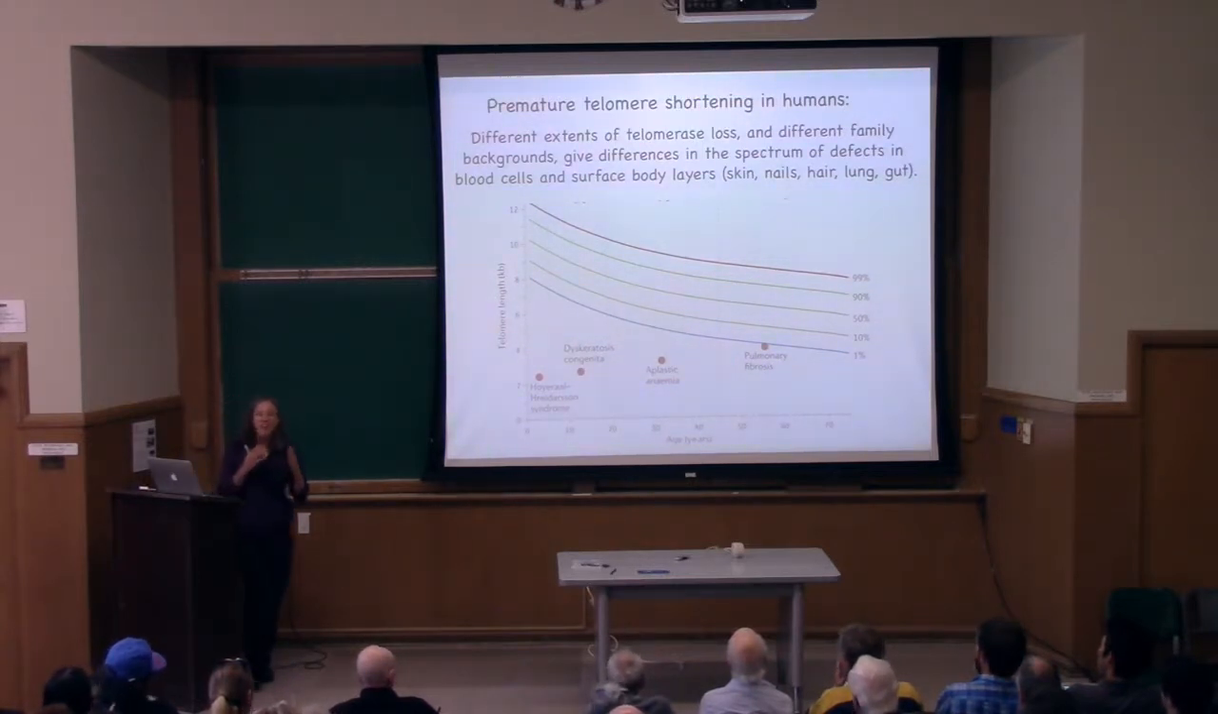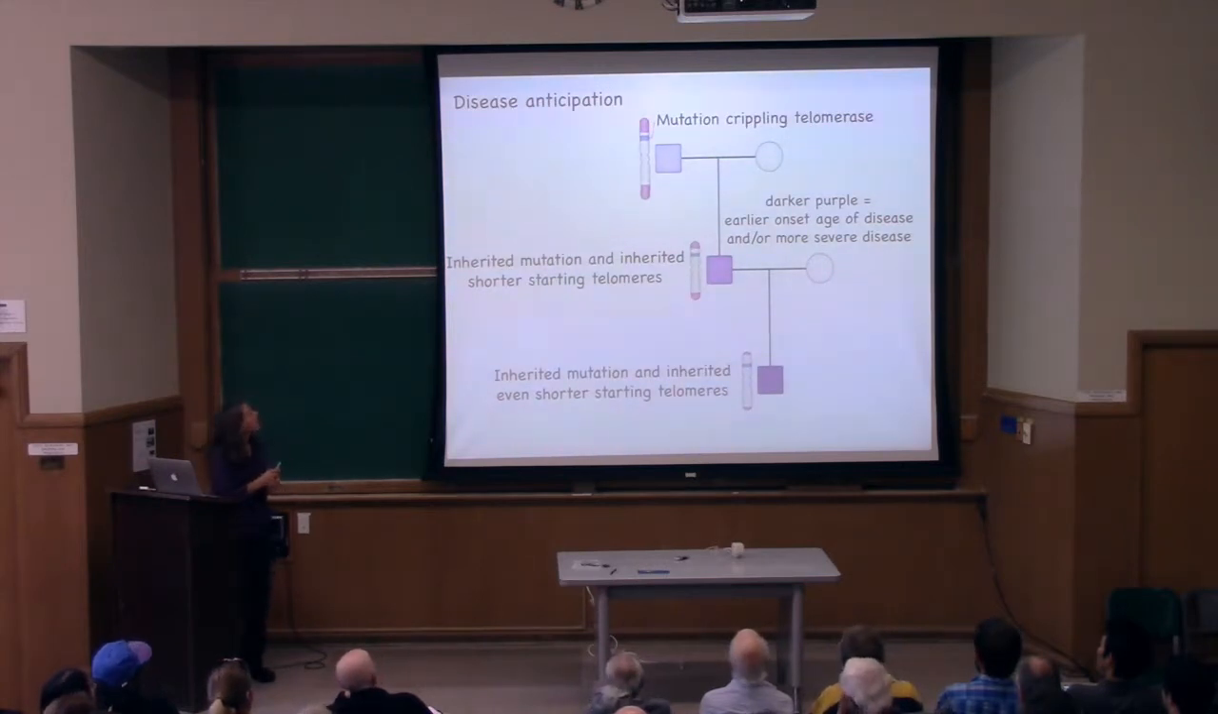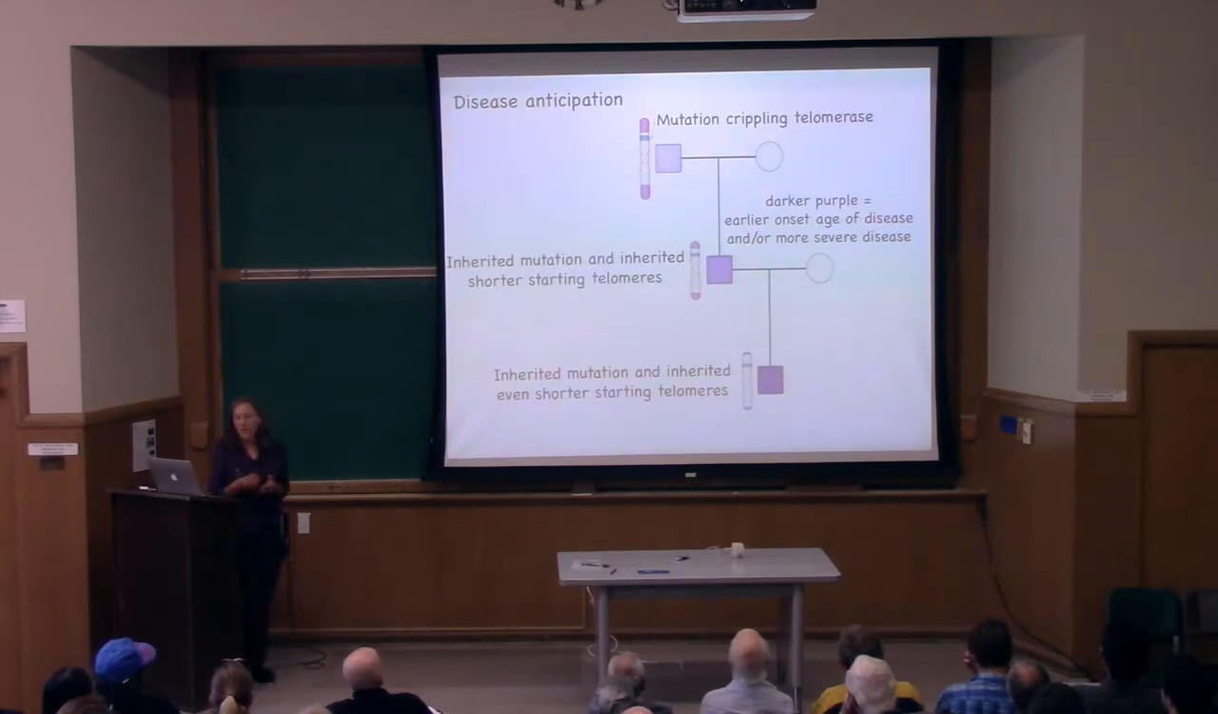But there was another thing beyond the level of telomeres that really makes this different. And it makes telomeres different as a type of inherited gene difference. And that's a fact called disease anticipation. So disease anticipation means that in subsequent generations, either the age of onset gets earlier or the symptoms get worse. So here, increasing shades of purple are earlier onset of worse symptoms in patients.